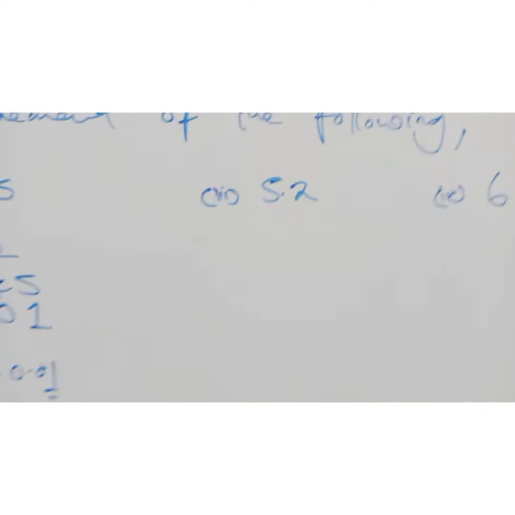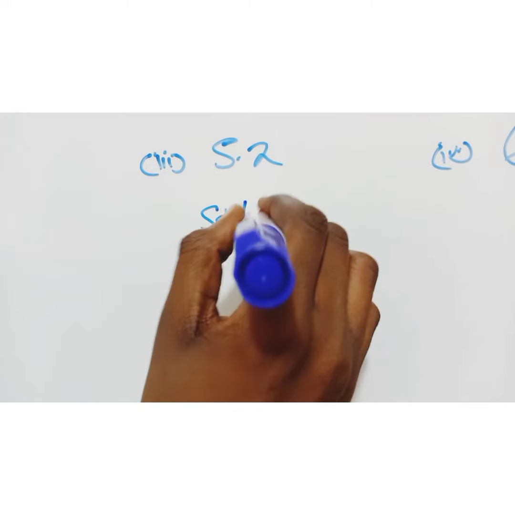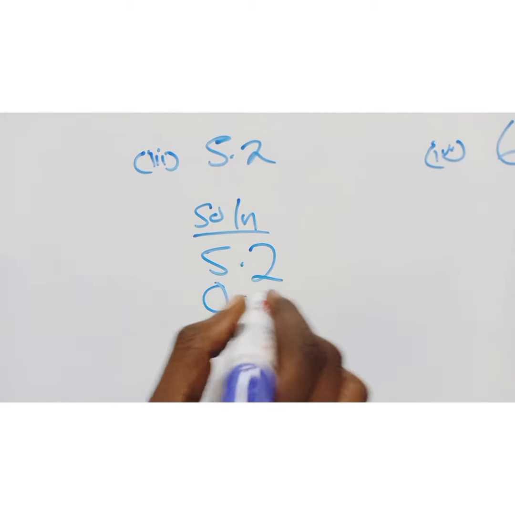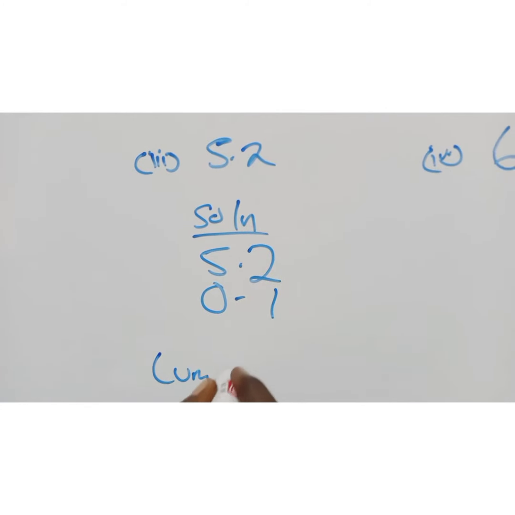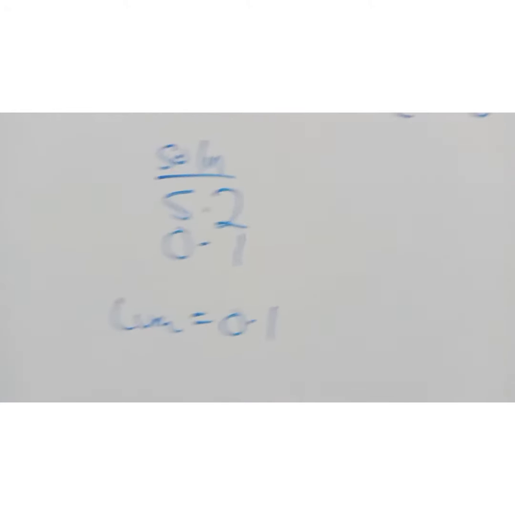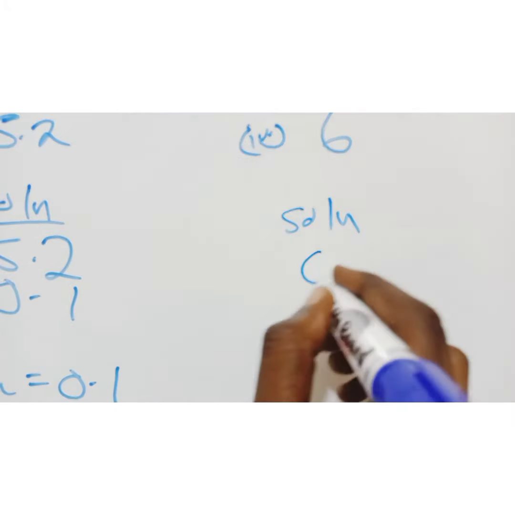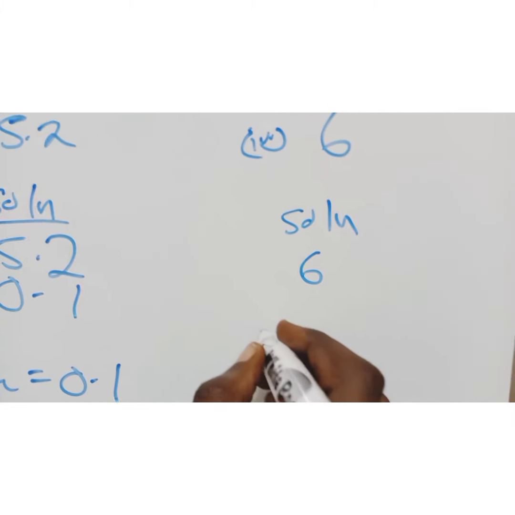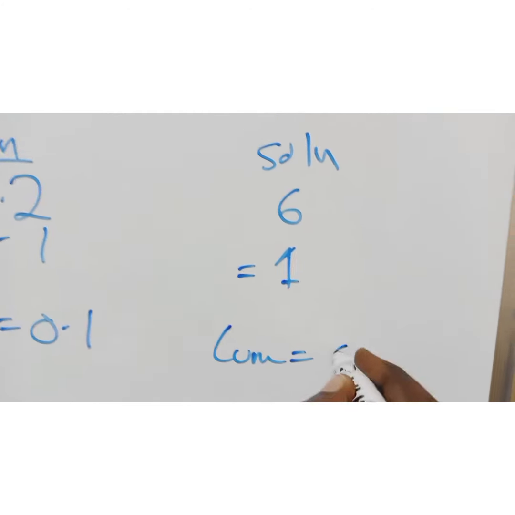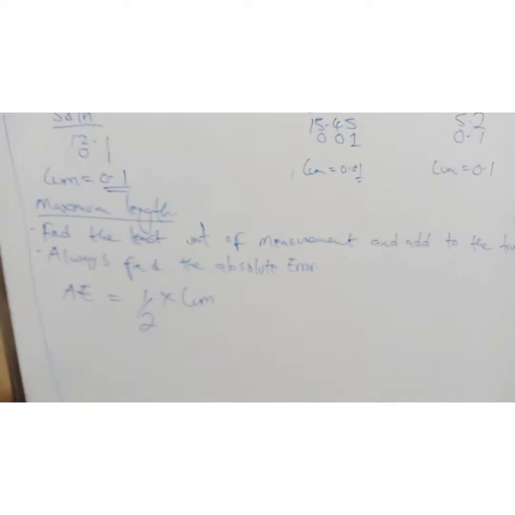We have this one, 5.2. Solution, 5.2, simple, 0.1. So LUM is equal to 0.1. Simple as that. 6. Solution, 6 is a whole number. So the least unit of measurement of a whole number is 1. So that's your answer. LUM is equal to 1. So I'm just building something here. I'm building a foundation for where we are going.